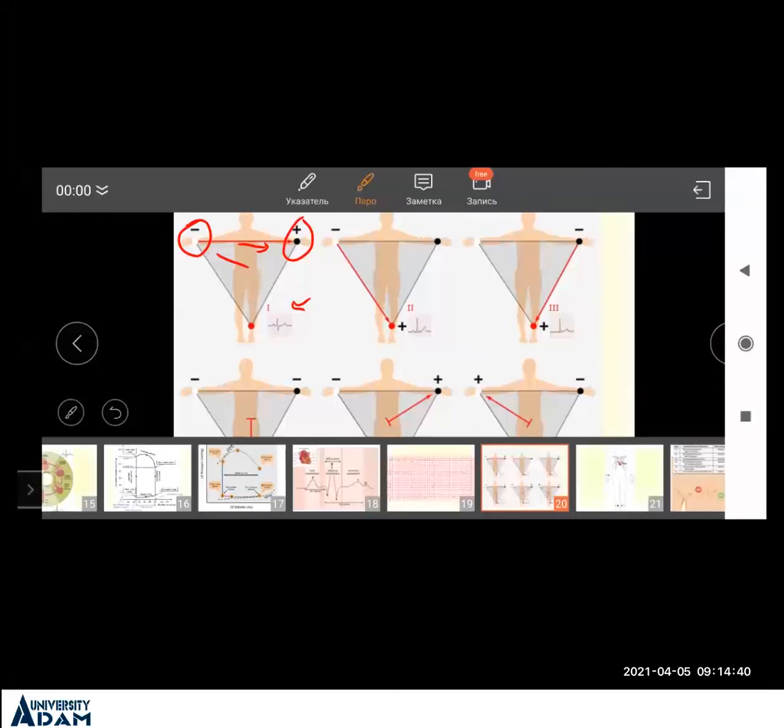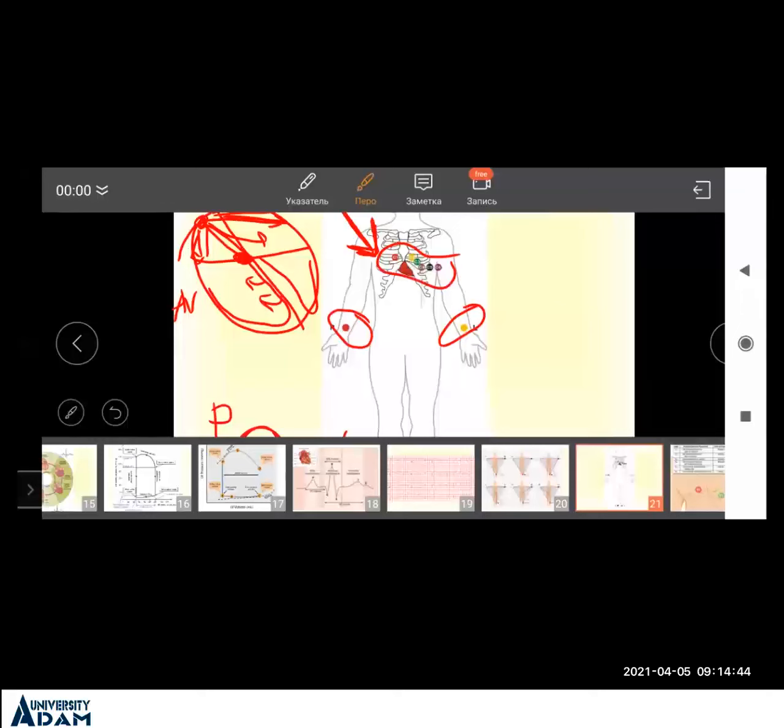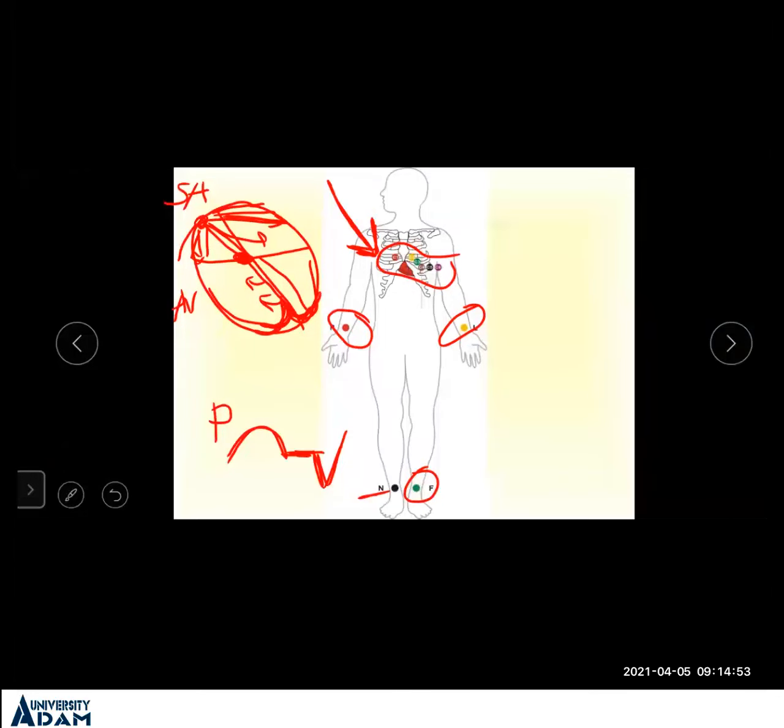After that, there will be depolarization of the apex here, and we see our R wave like this. It is positive because it is towards the positive electrode.